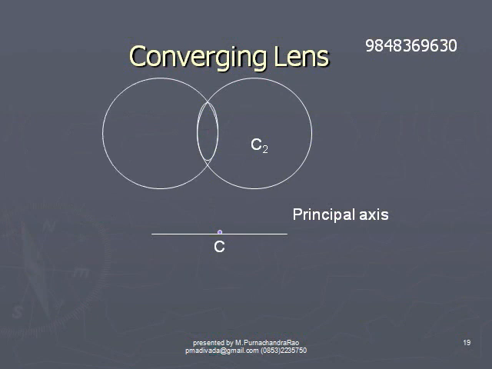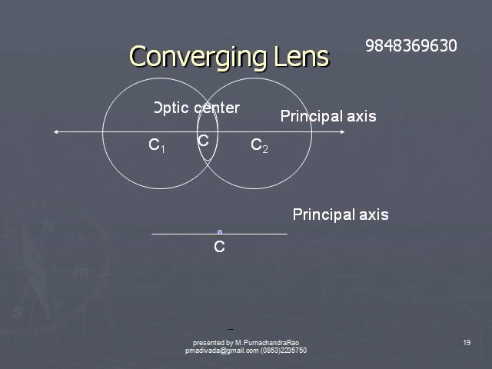One is principal axis. Let us take a double convex lens. The line passing through the centers of the two curved surfaces is called principal axis. This will pass through the center of the lens, known as optic center.